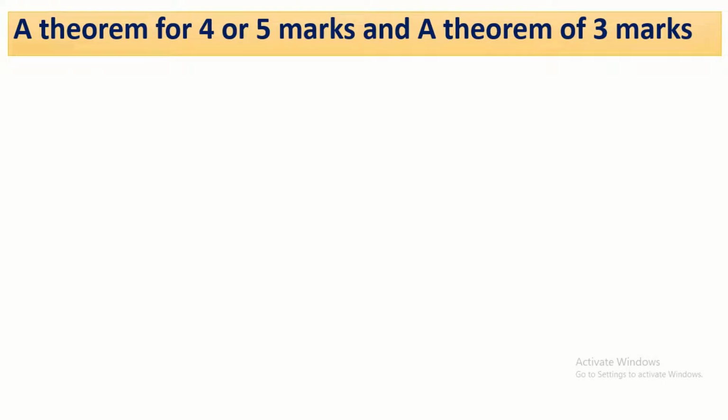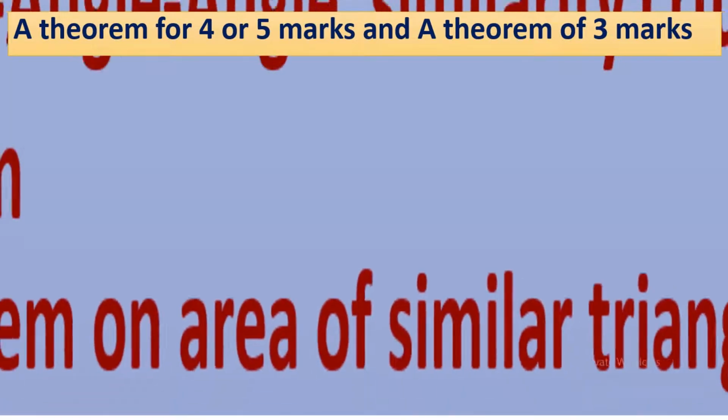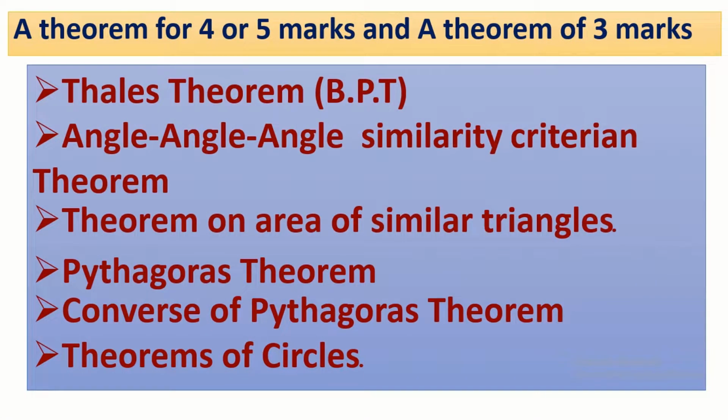So now we have to observe some hints here. I have given some hints here. So a theorem of 4 marks or 5 marks or a theorem of 3 marks may appear. The theorems are like this. They may be Thales theorem or converse of the Thales theorem. Thales theorem is also called the BPT, that is basic proportionality theorem.